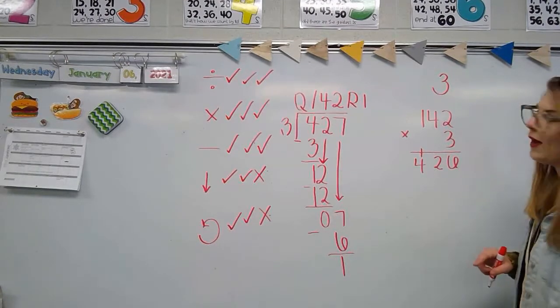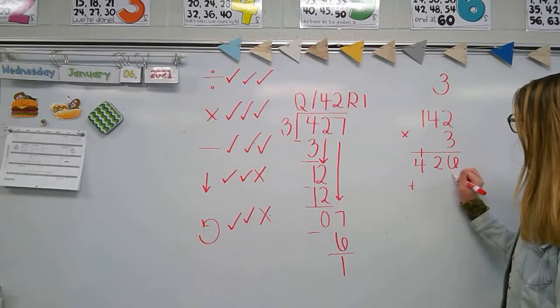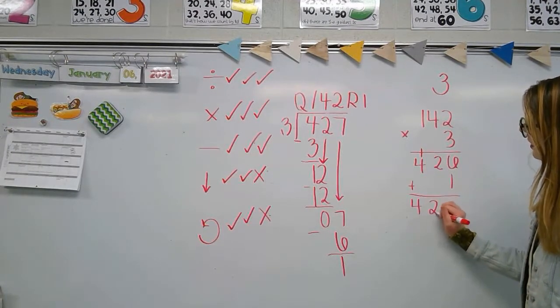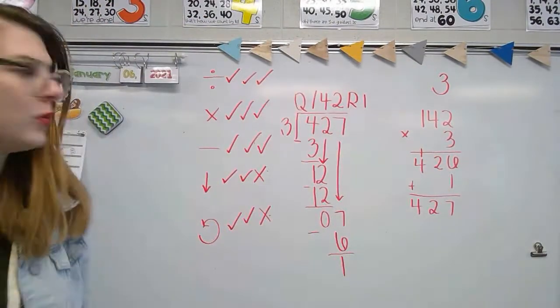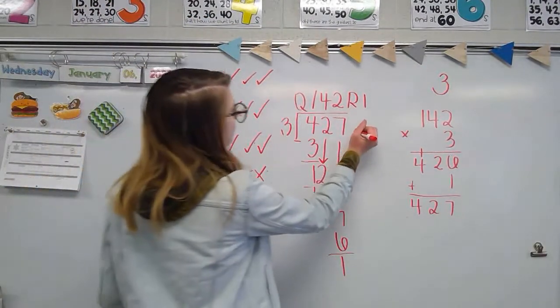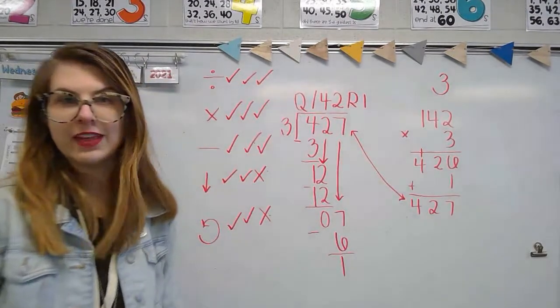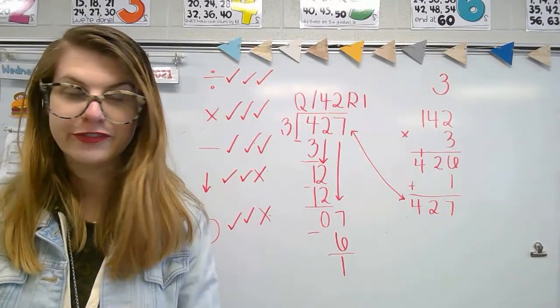So we need to add our remainder. And when we do, look at that. We get 427, the very same number as our whole number inside of the house, which means we are correct, my friends.